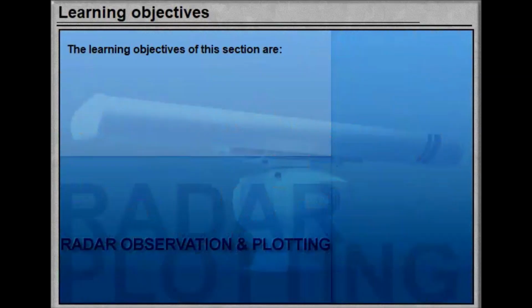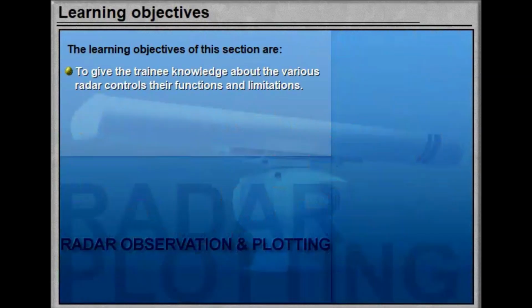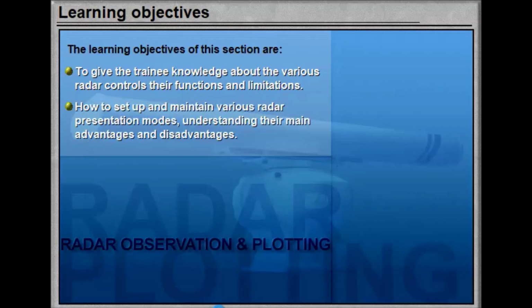The learning objectives of this section are to give the trainee knowledge about the various radar controls, their functions and their limitations, how to set up and maintain various radar presentation modes, understanding their main advantages and disadvantages.